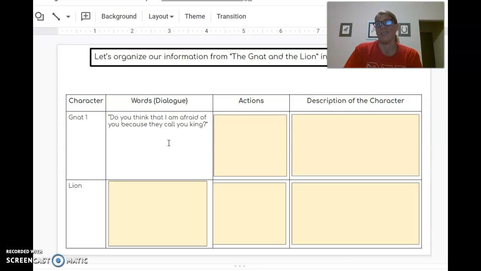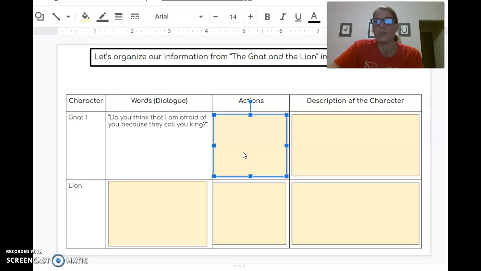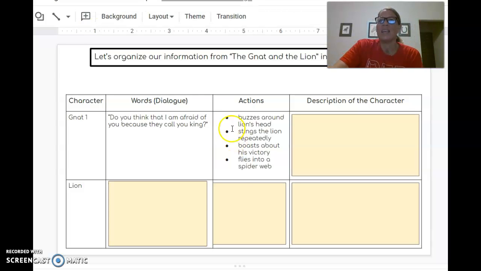It's kind of like, you're my teacher. You think you can tell me what to do, right? We don't want to speak with that tone. So we can hear that sassy tone in his dialogue. And then we look at his actions. What did he do? He said this, and then he was buzzing around the lion's head. He was stinging the lion over and over. He's boasting about his victory.